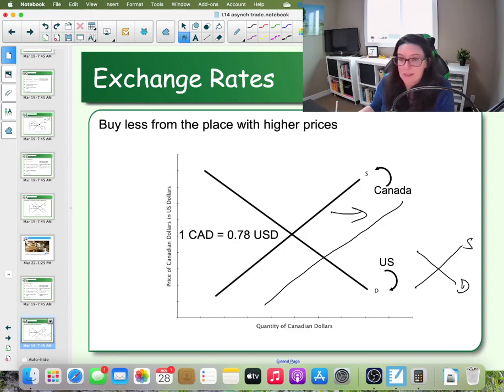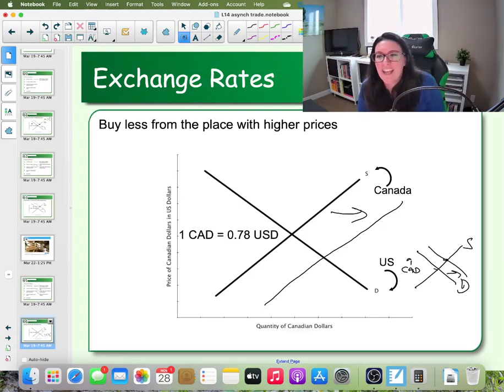If instead we think that all the stimulus spending in the US is going to be causing more inflation there, then it's the Americans who'd rather buy from us because we are cheaper. Demand for Canadian dollars goes up, and that would make the value of the Canadian dollar appreciate. That's why all these people are trying to guess what's going to happen with inflation. It's then going to change our exchange rate as well.